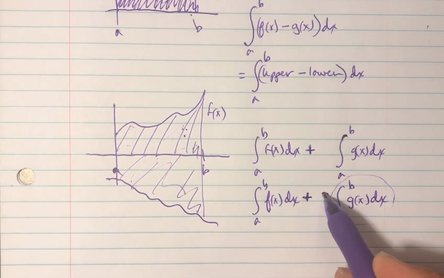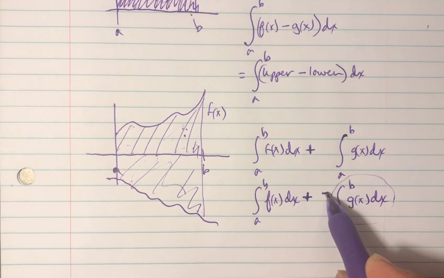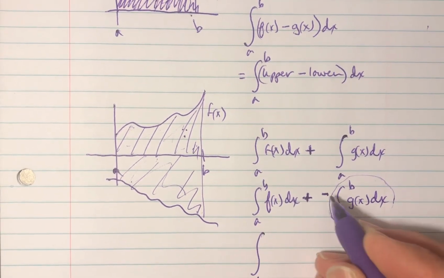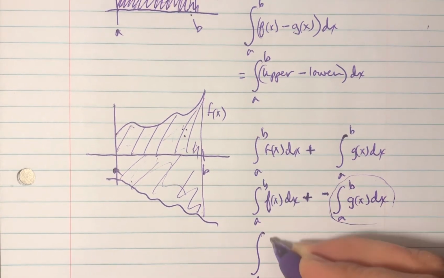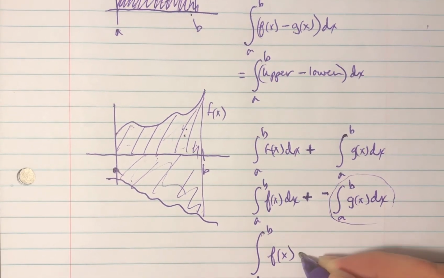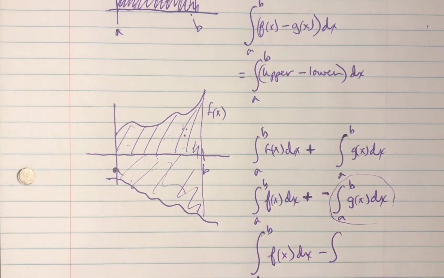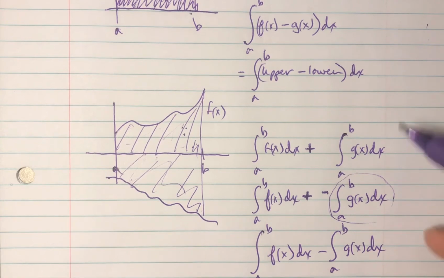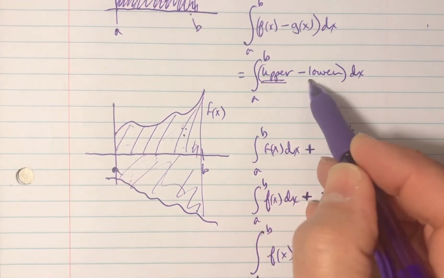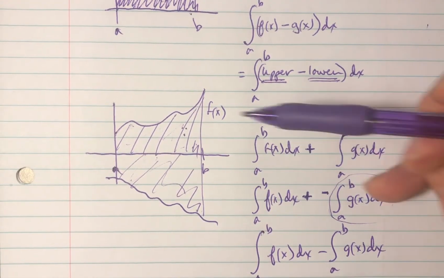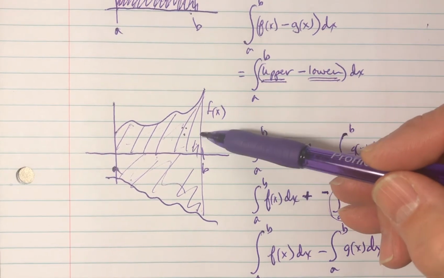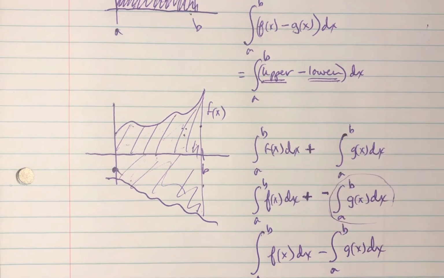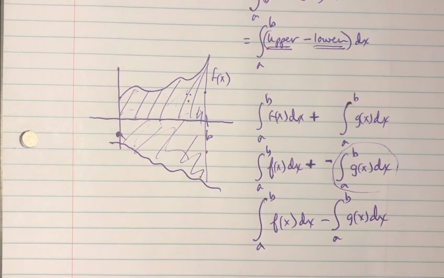Now notice, when you subtract a negative, that's the same as adding, and when you add a negative, that's the same as subtracting. So we basically get what we had up above, that it's still our upper minus our lower function, regardless of whether one is above the x-axis and one is below the x-axis.